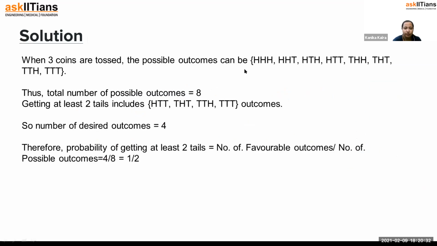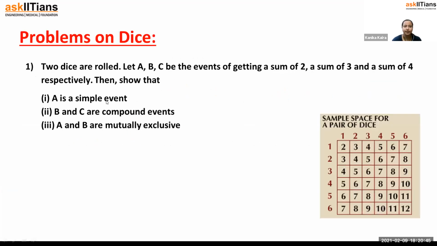Let's look at the solution. So as per the discussion, these are the favorable outcomes you have. These are the total outcomes you have. And the probability becomes 1 by 2. Let's move further. Now let's talk about dice.